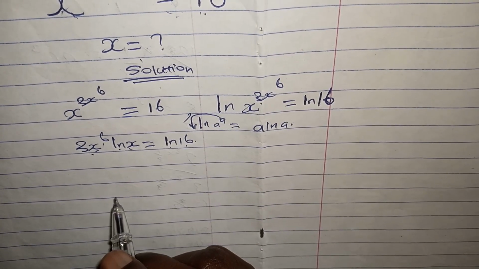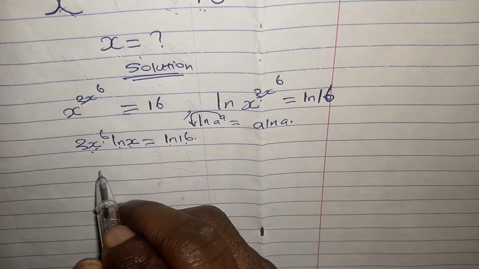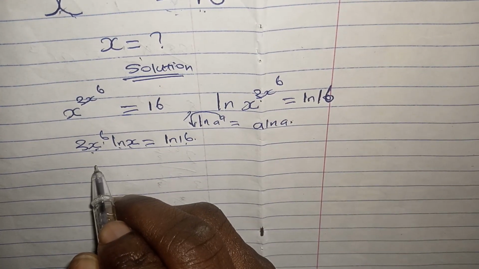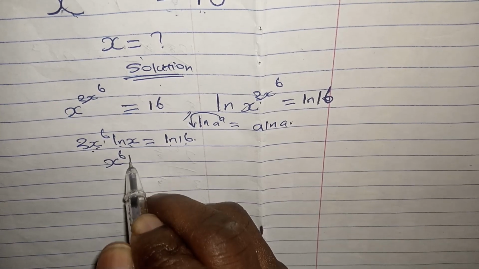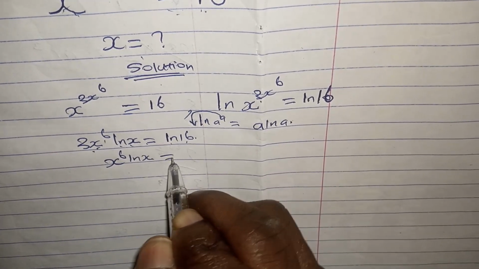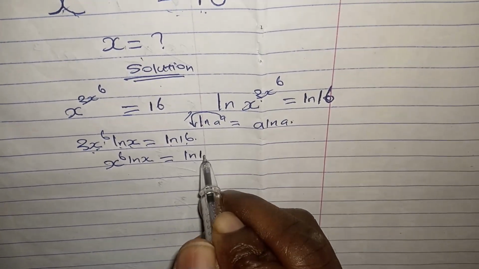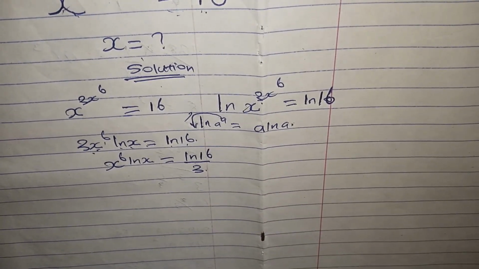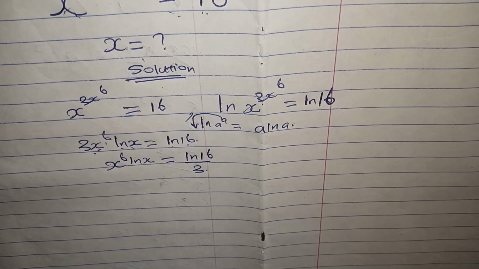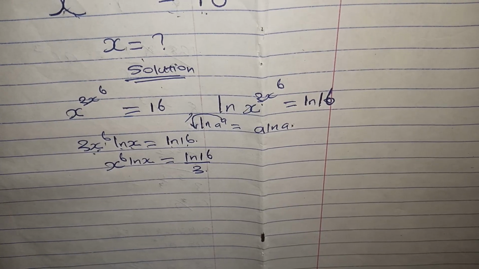Since I'm having this, what am I going to do? I'm going to divide both sides of the equation by 3. So if I do that, I'm going to have x to the power of 6 ln x is equal to ln 16 over 3. So I've divided both sides of the equation by 3.